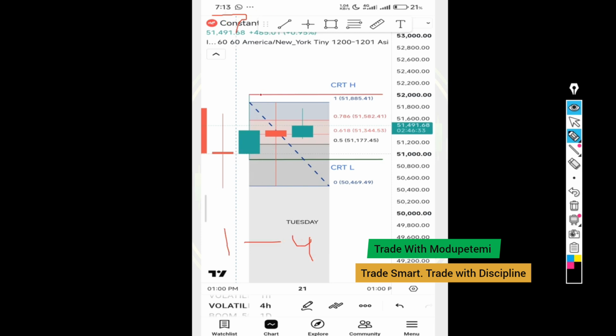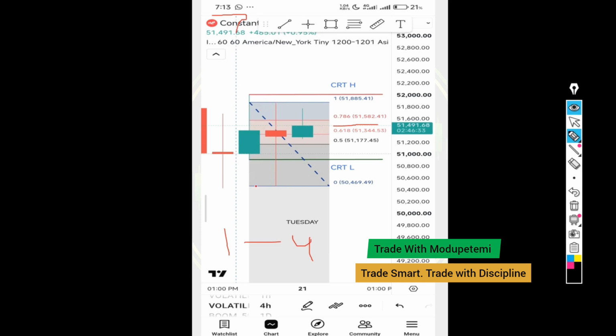Since I just measured it out, this is where price currently was at the time I was doing my analysis. I took out my Fibonacci and measured the range of this last candle. So this last candle, what did it close?